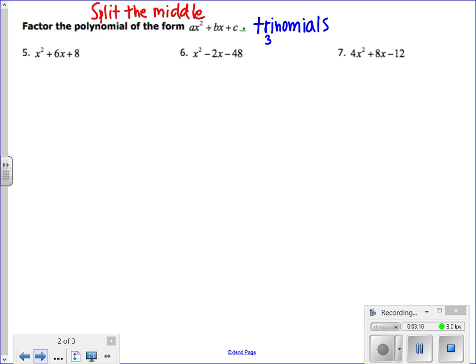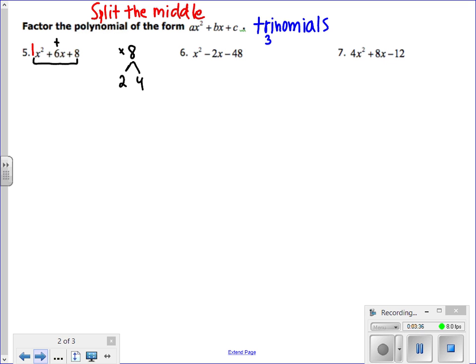When I start this, I look at the number in front of x squared. Here it's 1. I'm going to take that 1 and multiply it by the last number, 8. So I get 1 times 8 is 8. I need to find 2 terms that multiply to 8 and add to 6. Those turn out to be 2 and 4. 2 times 4 is 8. 2 plus 4 is 6.